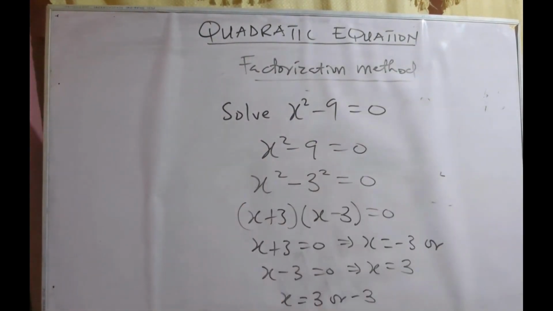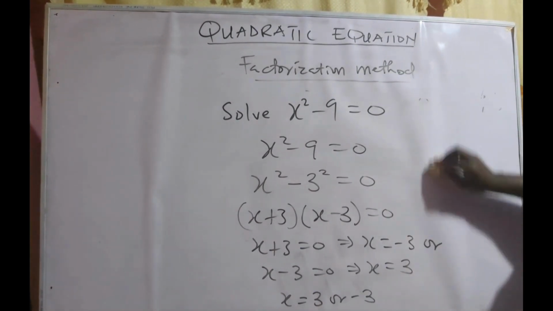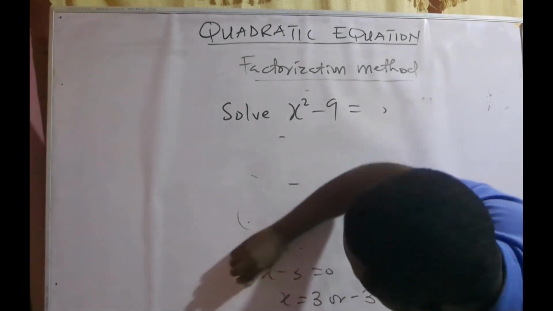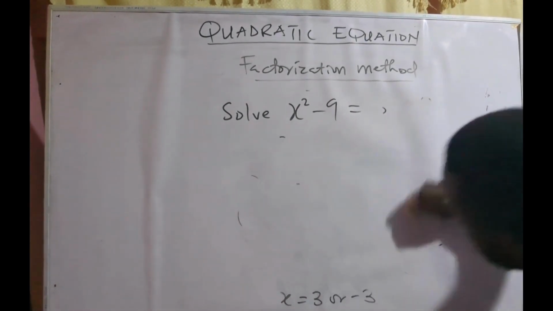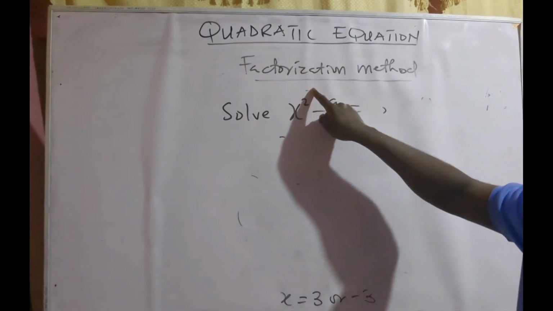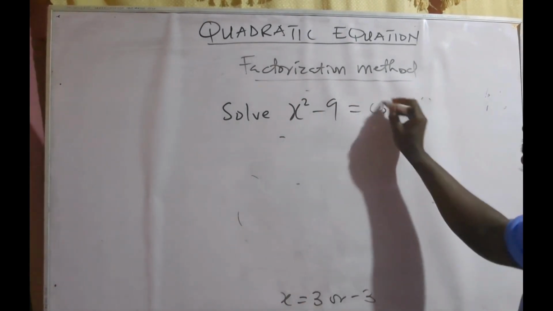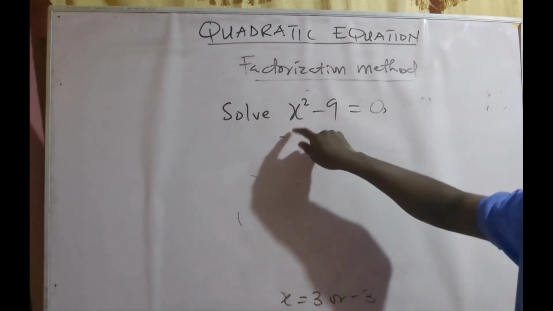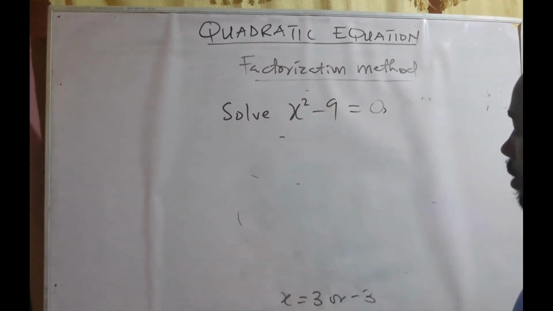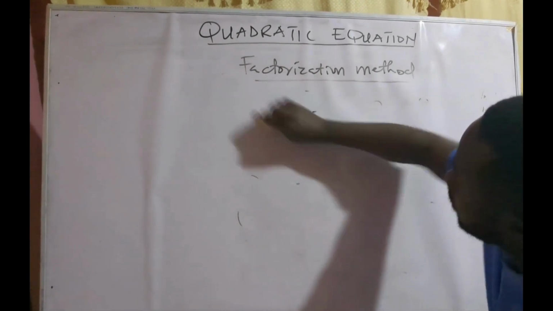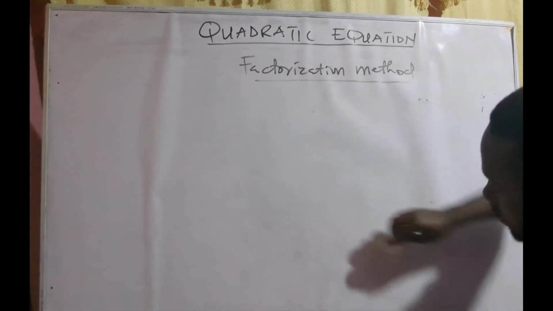We call this difference of two squares. At the end of the day, when you substitute 3 here, 3 squared will give me 9. 9 minus 9 is 0. Negative 3 squared will give me 9, and 9 minus 9 is also 0. So the answer can be negative 3 or positive 3.